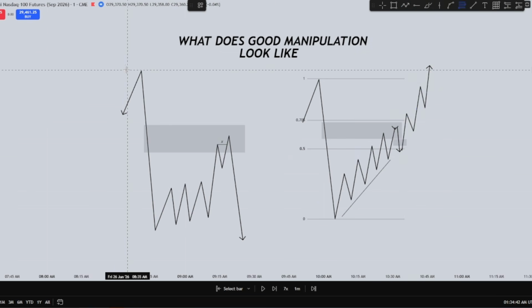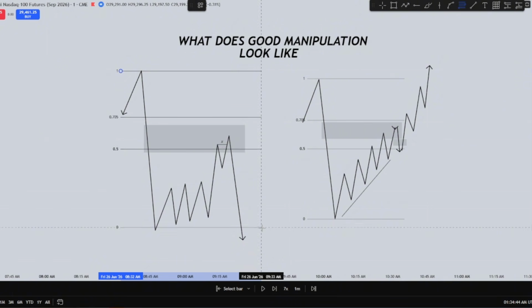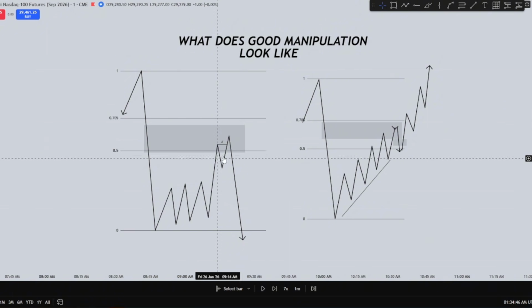Now you can see on the left here with our high quality manipulation, when I pull out the fib tool, we aren't messing around and discounting the current dealing range. We're simply tapping in, grabbing the liquidity that we need to target all of this low resistance liquidity and actually follow through with a higher time frame distribution.